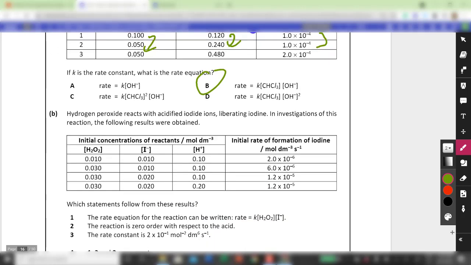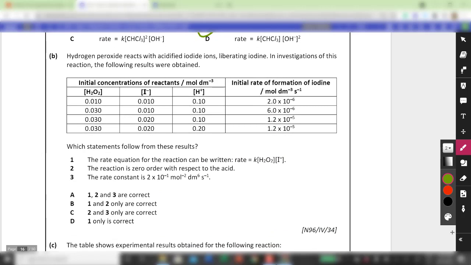Okay, unless of course in terms of English, you are very clear about how you want to write things out. Okay, so the next thing we're going to do is part B. For part B, they said the hydrogen peroxide reacts with acidified iodide, liberating iodine. In investigations of this reaction, the following results were obtained.